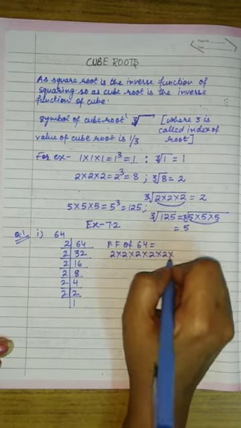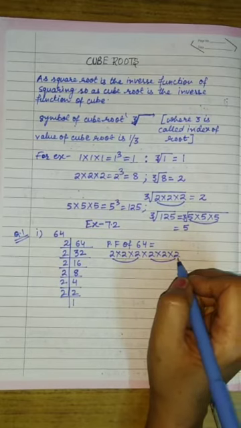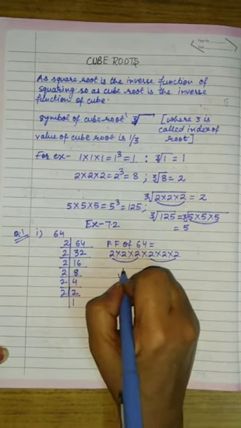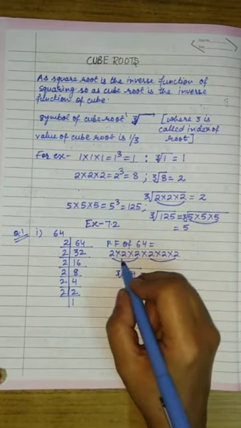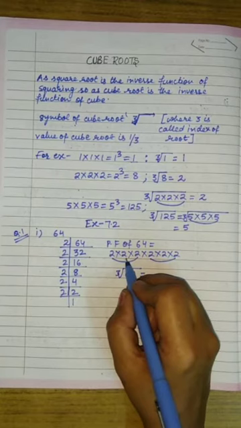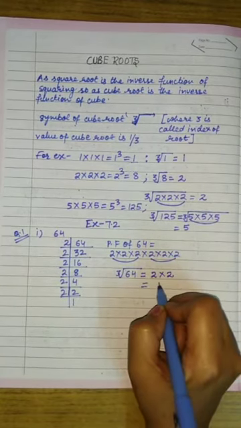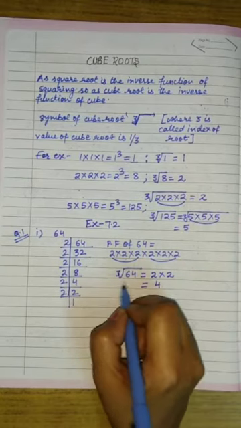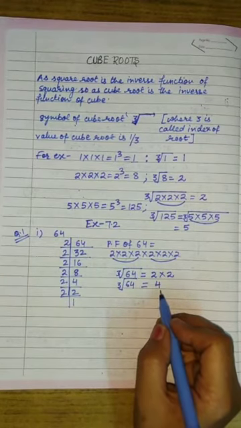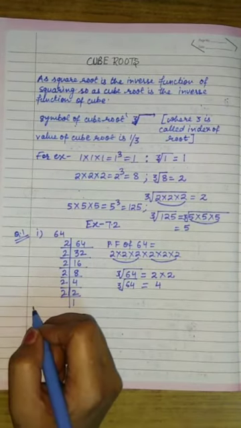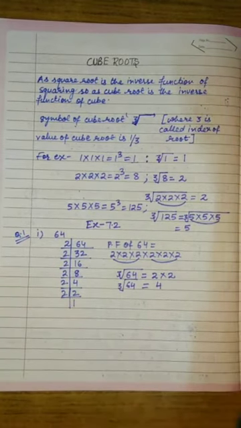2 into 2 into 2. You can see all the factors are in triplet form. So we will write cube root of 64 is equal to, taking 1 from each triplet, 2 from the first triplet and 2 from the second triplet, we got 2 into 2 is equal to 4. Our cube root of 64 is equal to 4. Now part 2 of this question, we have number 512.